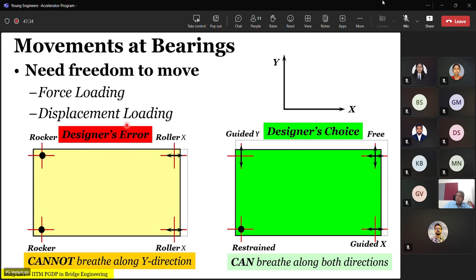That was an error, but we accepted it in the olden days for a simple reason: our bridge decks were narrower. We can't afford that choice anymore. We cannot make this erroneous choice. We have to go to the designer's choice because modern bridge decks are much wider than what we used to design in the olden days.